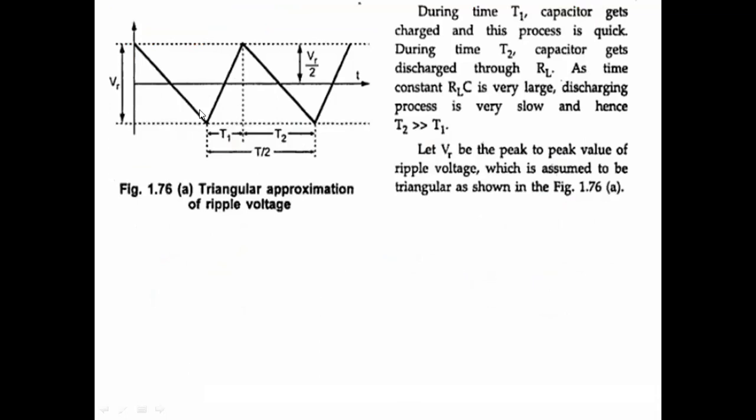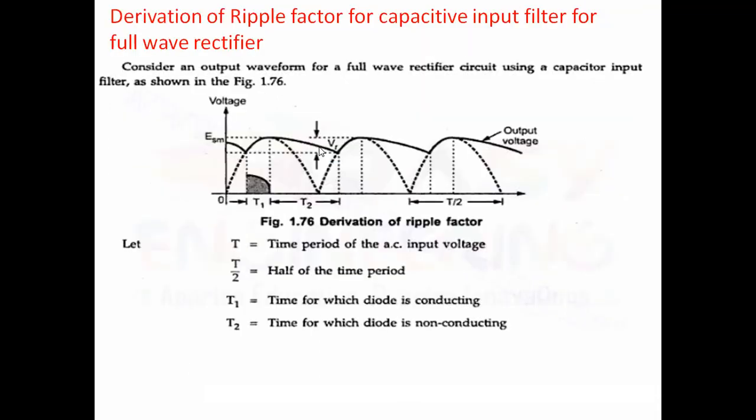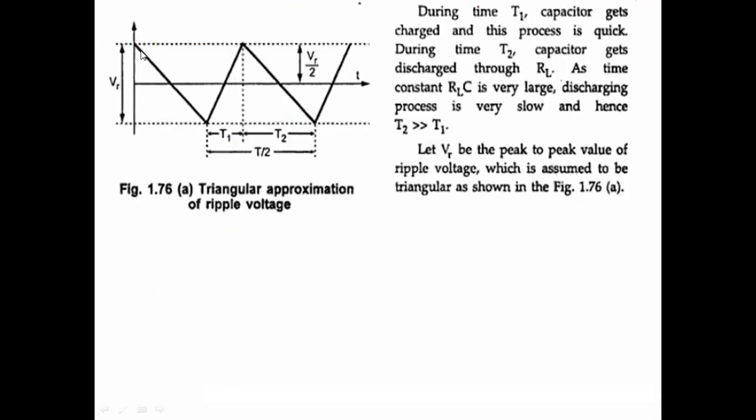So this is the waveform we observed in the previous one. The output of the capacitor filter will look like this, like a triangular wave. During time T1, the capacitor gets charged, and this process is quick. During T2, the capacitor discharges, and this process is slow. It discharges through RL.